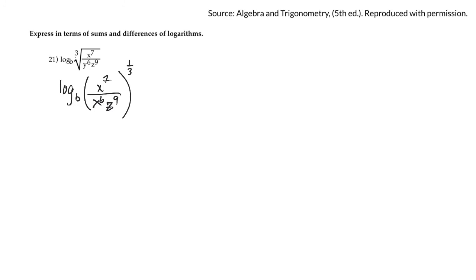Okay, and it's not really a log thing. That's just something you can do with radicals. And then this is a power of a power with exponents. So I can apply that 1/3 to everything that's inside. So I could write log base b of x to the 7/3 over x to the 6/3, which is 2, and z to the 9/3, which is 3.